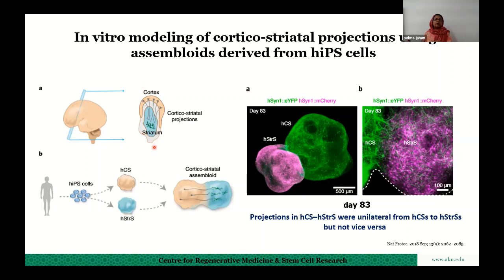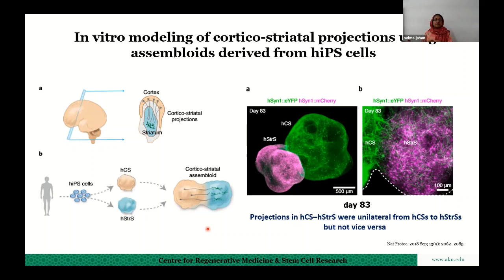So how are you going to study the cortex and the striatum, how they communicate, how the cells migrate from the striatum to the cortex? You need to develop a model system to study the communication. What they did was utilize induced human pluripotent stem cells and generate two different kinds of organoid, and they grow them together, and they form the assembloid in one well.